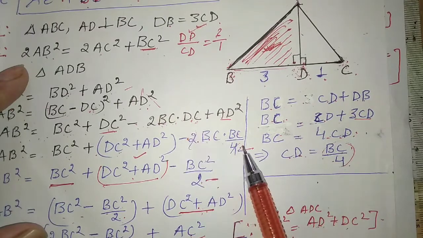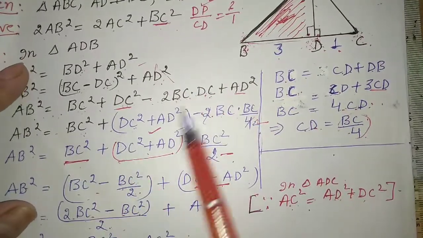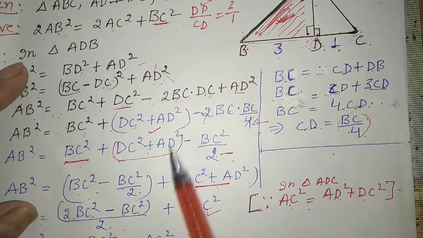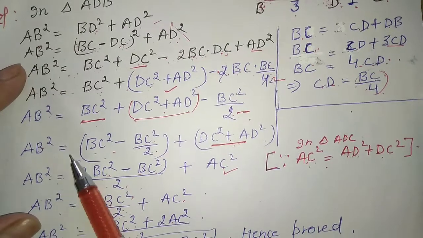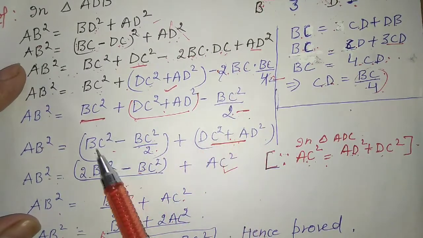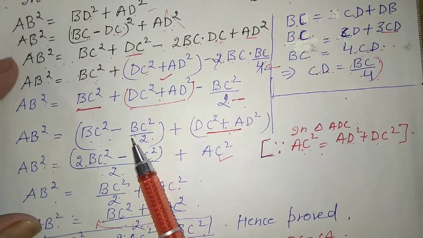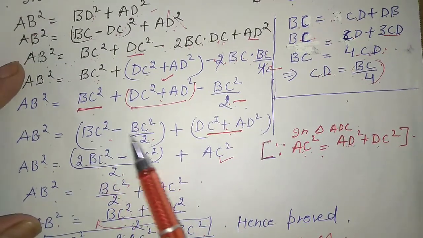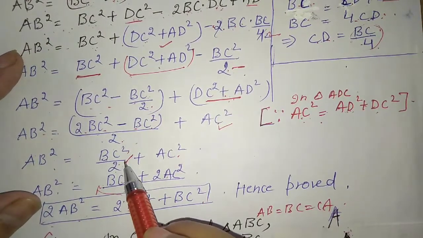So here BC as it is, this CD we can write as BC by 4. This can be cut, so we are getting 2. So AB square is equals to BC square plus, in one bracket, DC square plus AD square minus BC square by 2. BC square and BC square are both the same, so we can put them in the same bracket. By taking the LCM, 2BC square minus BC square, we will get BC square by 2.